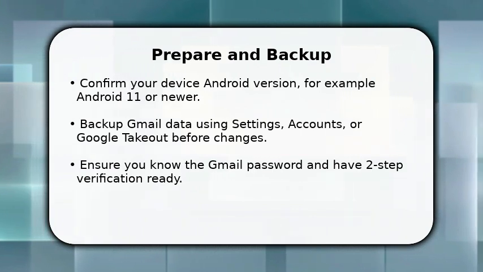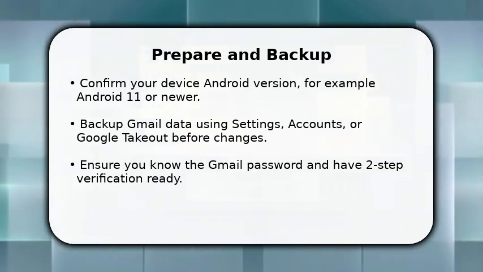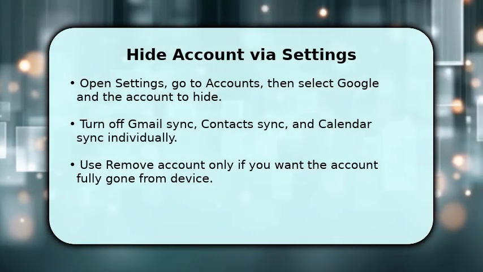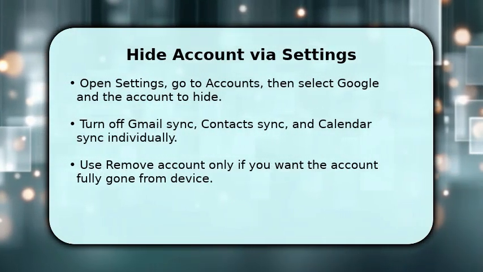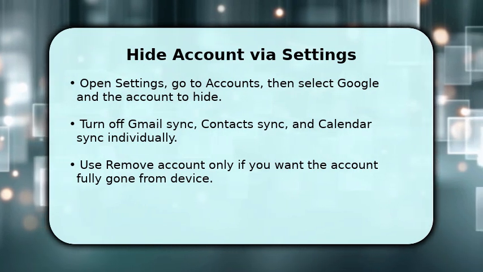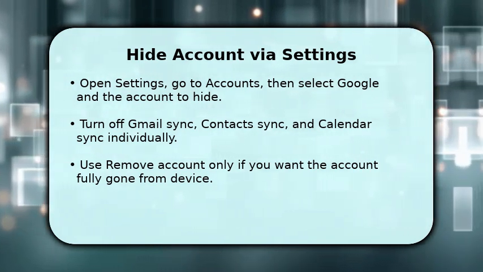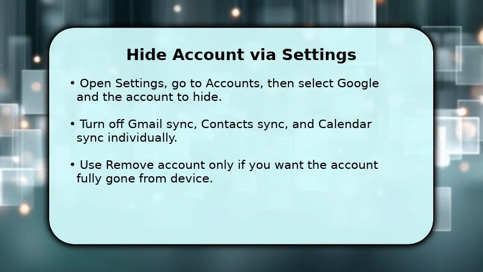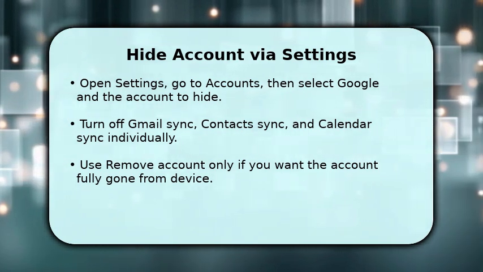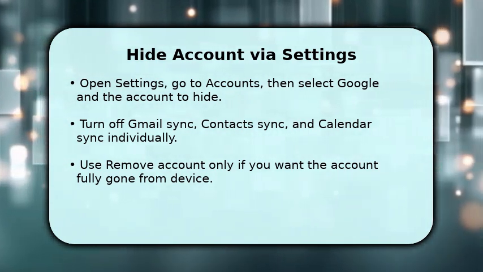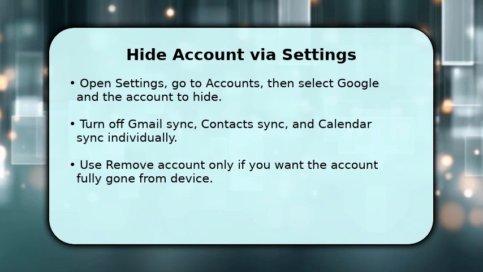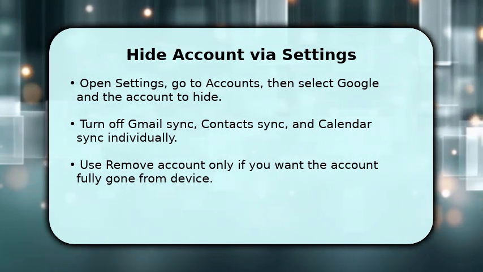Charge your phone above 50% to avoid interruptions during account changes. Open Settings, go to Accounts, then select Google and the account to hide from the device. Turn off Gmail Sync, Contact Sync, and Calendar Sync individually to stop data syncing without removing the account. Next, open the Gmail app, tap the profile icon, and toggle account visibility off if available in your version.